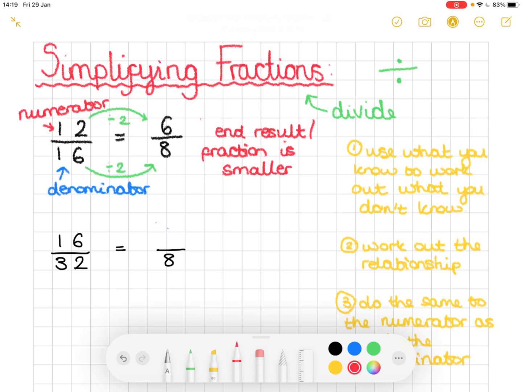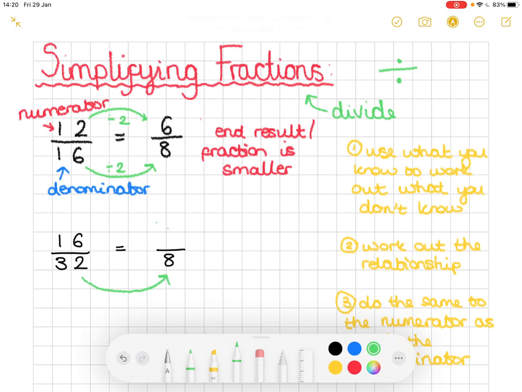Okay, so step 1, we're going to use what we know to work out what we don't know. We have two denominators here. We have 32 and 8. We can't work out the relationship between 16 and the missing number because we don't have enough information. So when we say use what you know to work out what you don't know, you need to take the part, or whichever part of the fraction has the most information. So that is 32 and 8. So we're going to find out the relationship between 32 and 8.